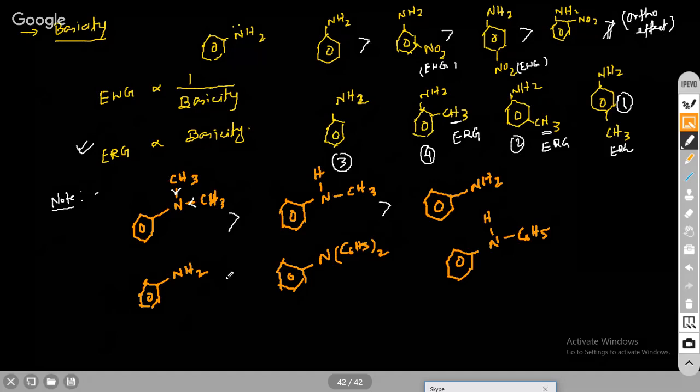One greater than two. How is it one greater than two? First of all, these CCl3 are electron withdrawing group, right? These are electron withdrawing group. Okay. So obviously, the electron density on nitrogen decreases. So obviously, the first one will be this. Second one will be this because only one CCl3, and third one will be this. Understood? Yes.